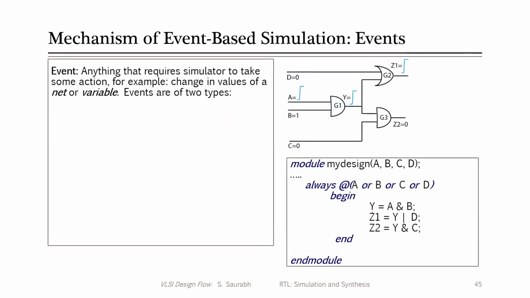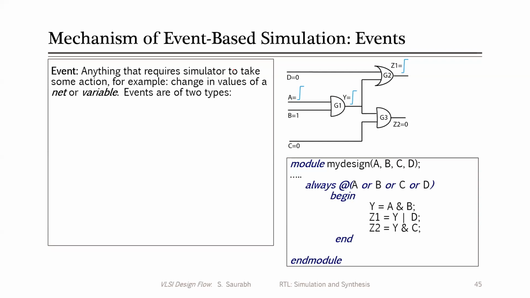Now in event-based simulation, there is something known as an event. What is an event? An event is anything that requires the simulator to take some action. For example, a change in value of a net or variable. An event is said to happen when the simulator needs to take some action. When there is a change in value of a net or variable, the effect of that change needs to be computed, and therefore this is an event.